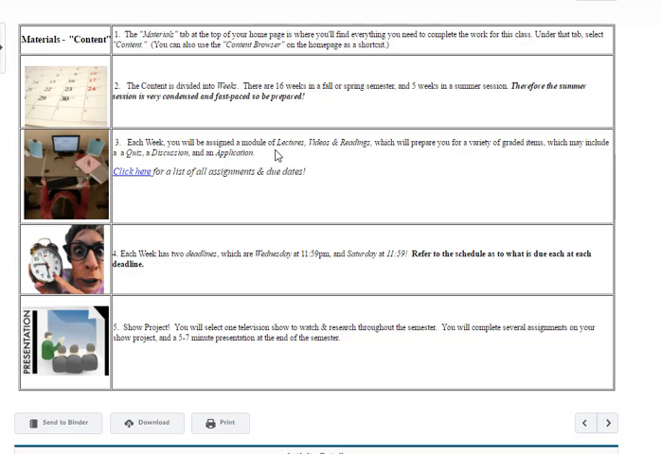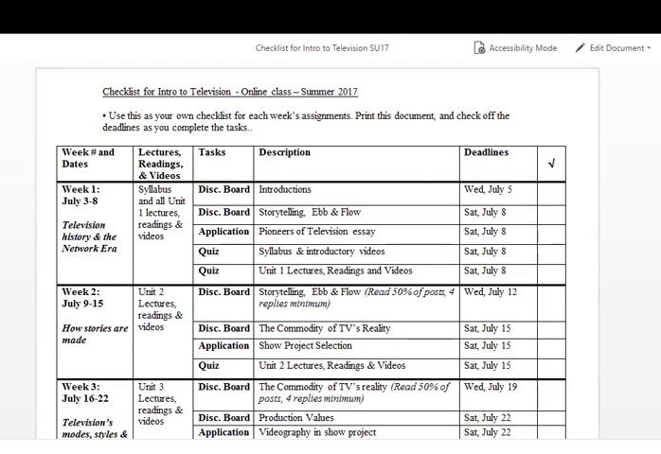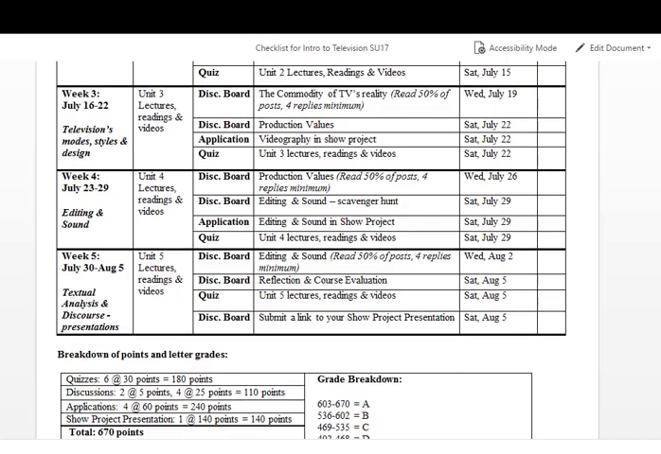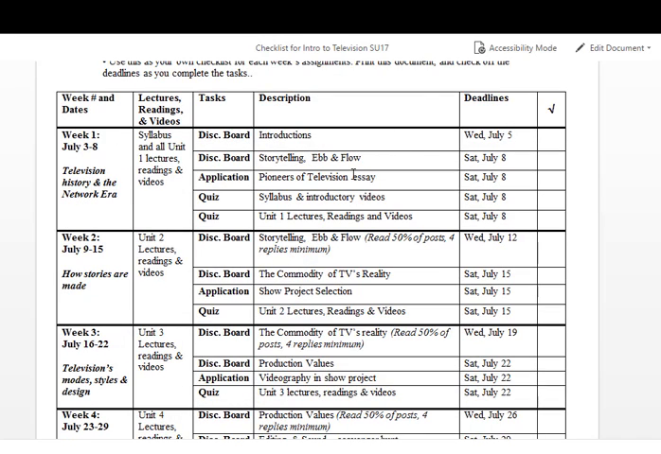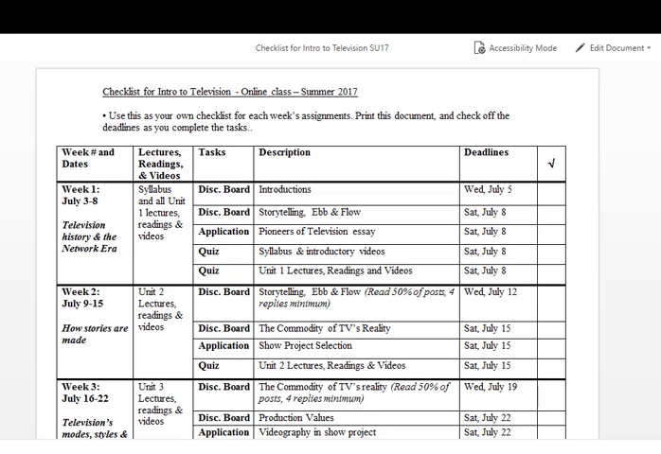Each week, there's a module for lectures, videos, and readings that will prepare you for the graded items in the course, which may include a quiz, a discussion, and an application. Click here, and it will take you to a massive checklist. This is just for the 5 weeks. It shows you every deadline, every assignment that is due. So you can literally print this out and check off the items as you do them. I do have a checklist available in an online version as well, which I will show you, but if you want a paper copy, this is a great place to do that.